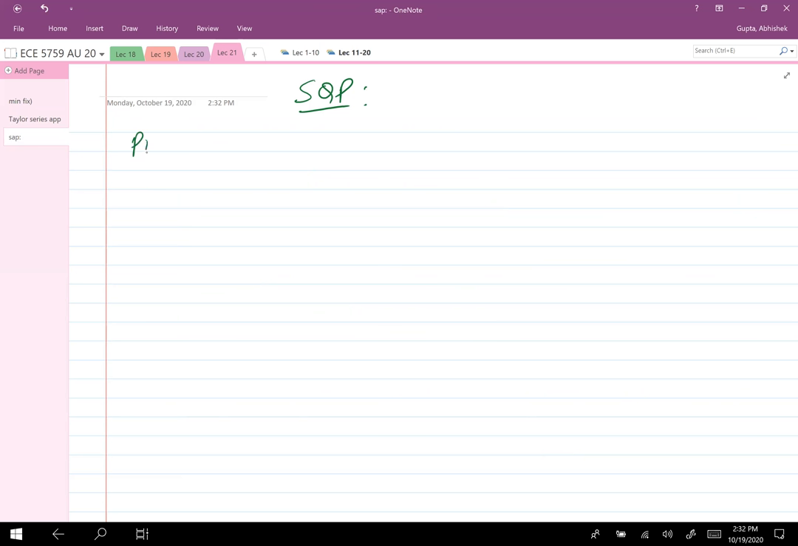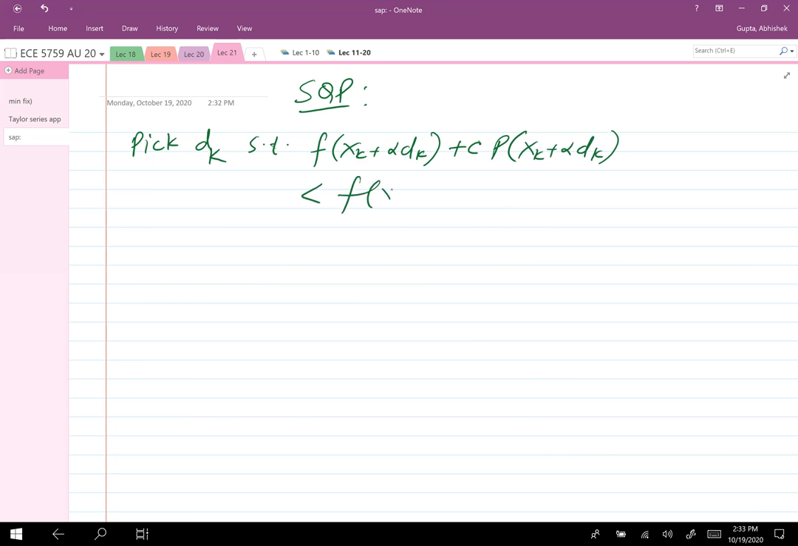So I want to pick dk such that f of xk plus alpha dk plus c p of xk plus alpha dk is less than f of xk plus c p of xk. I need dk to satisfy this property, and I can do the first order Taylor series business to figure that out.